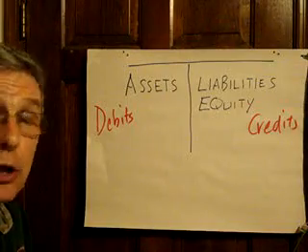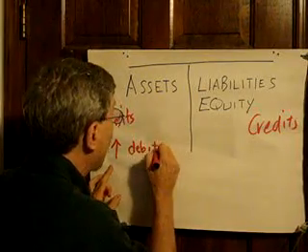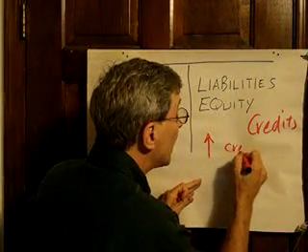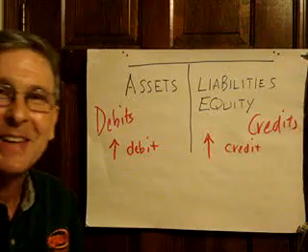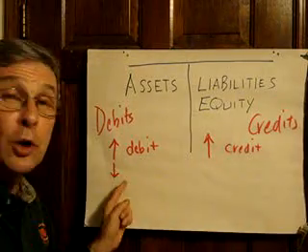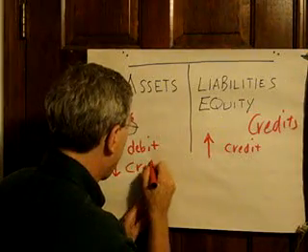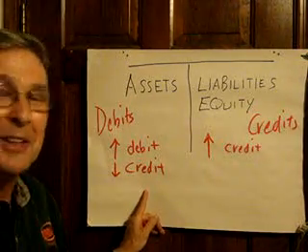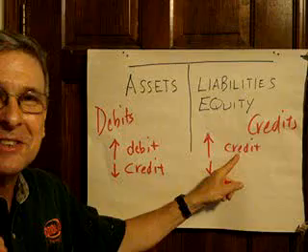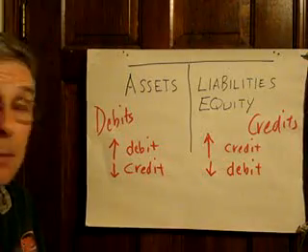Let's say this. When an asset goes up, we're going to call that a debit. And when a liability or an equity goes up, we're going to call that a credit. Okay, let's take it another step further now. When an asset goes down, we're going to call that the opposite of a debit, which is what? That's a credit. And similarly, if a liability or an equity goes down, we're going to call that the opposite of a credit, which is a debit. So that is the basic rules for debits and credits.